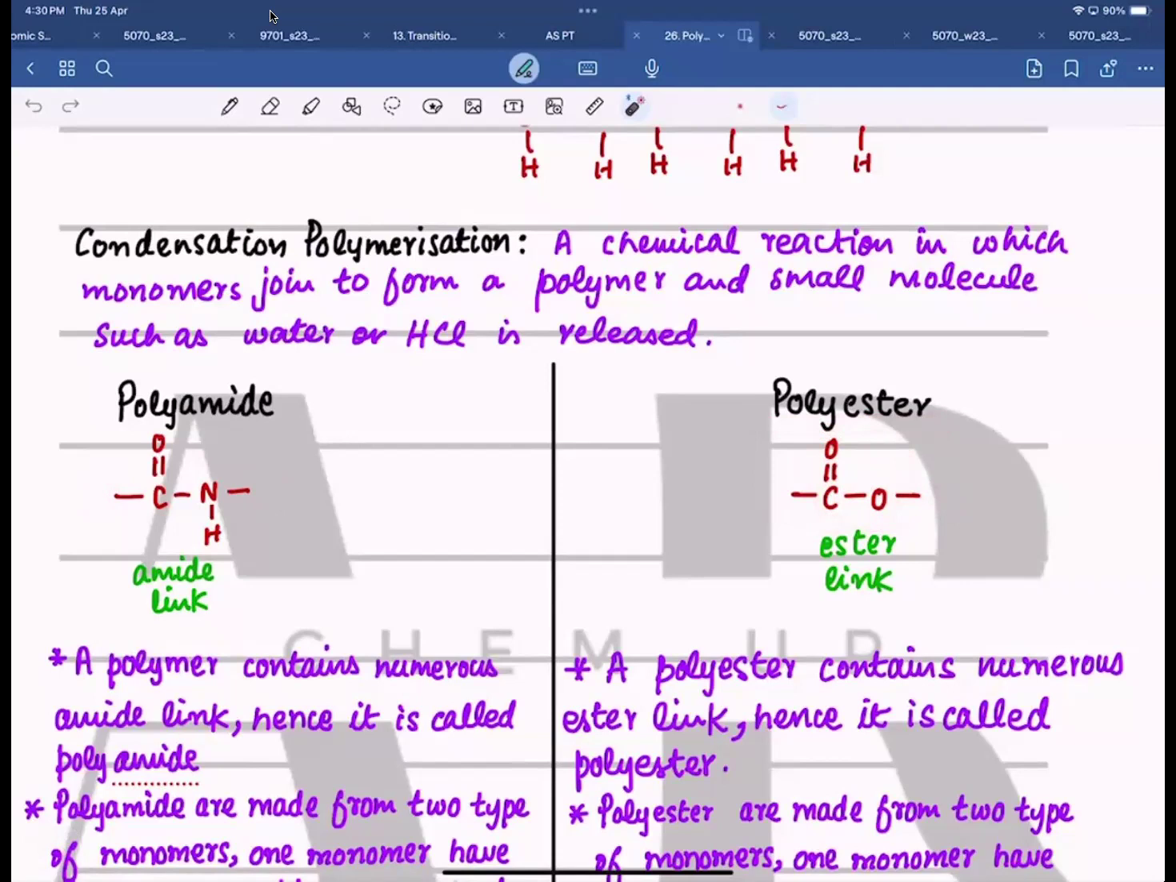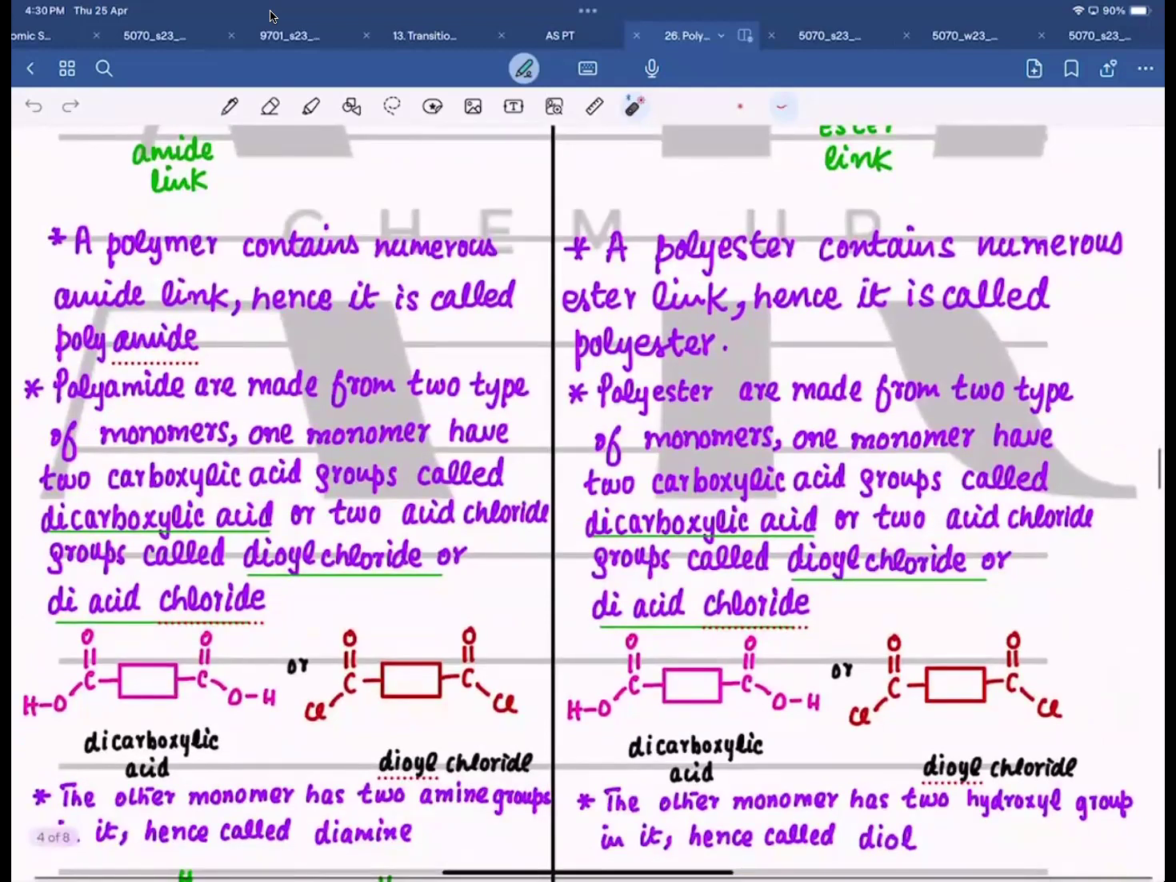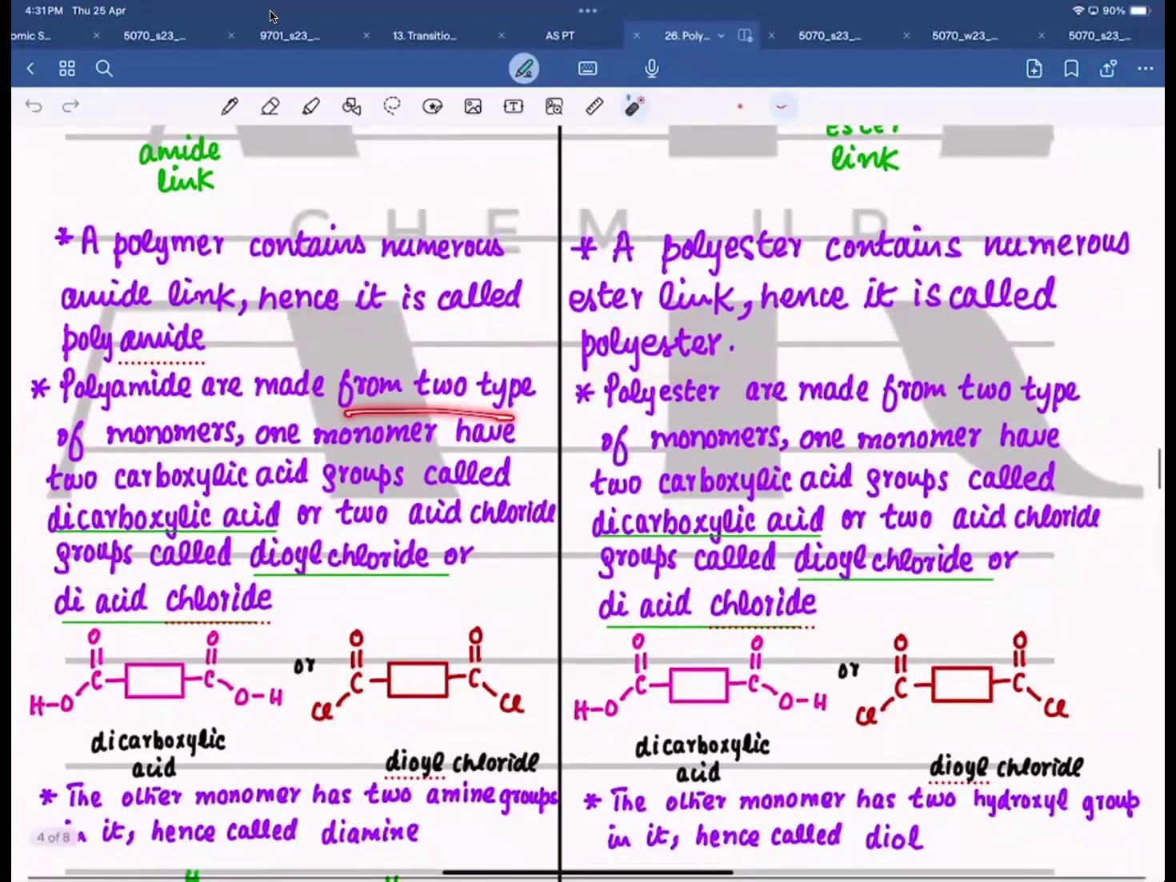Yes, sir. Okay. Now, both are almost the same. The only difference is this link. So there are numerous amide links. That's why we call it polyamide. There are numerous ester links. That's why we call it polyester. It is made from two types of monomer.